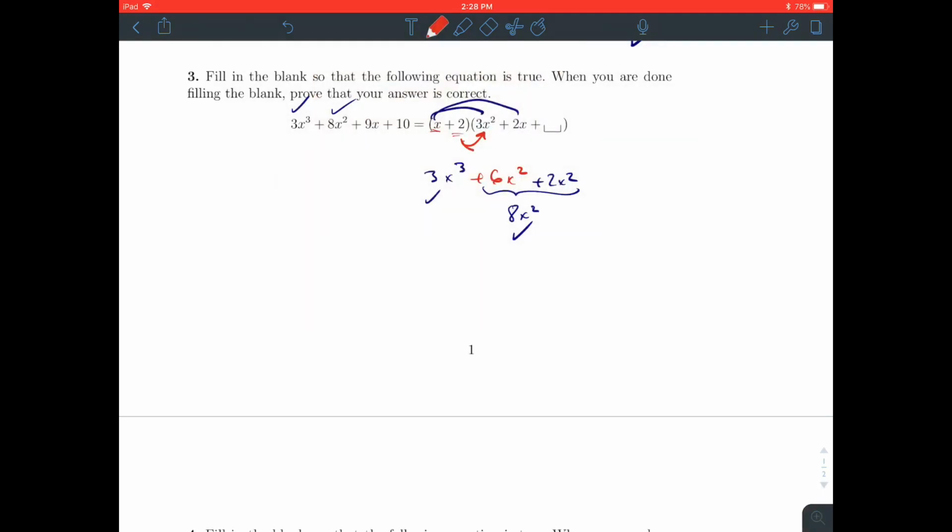Next, we do 2 times 2x because we're switching back and forth. That gives us 4x. Since we just did 2 times 2x, the next one that we're going to do is x times the blank.